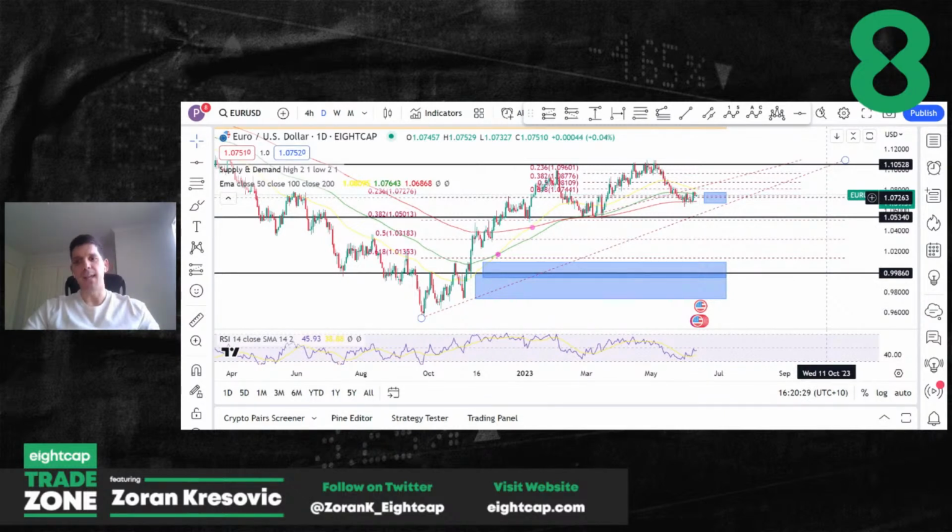So we might find a bit of support around these levels. Also, to add on that, we've also got the supply and demand zones, and it looks like there is a bit of demand here, which means buyers are coming in and potentially buying at the discounted price if they do believe that euro will continue to appreciate.